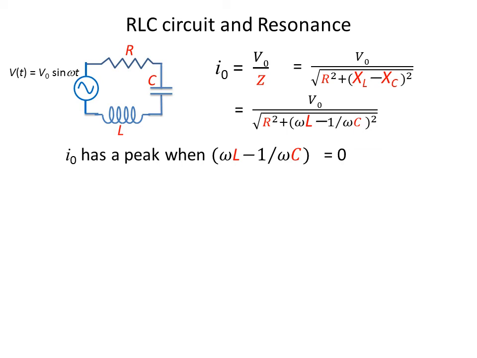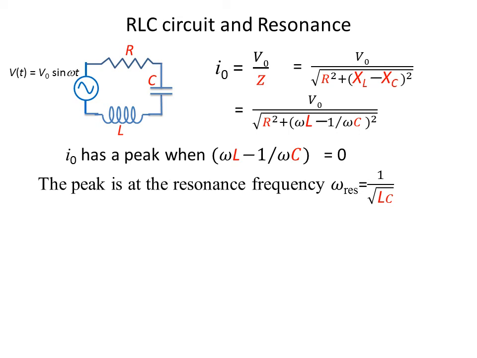If we look at that carefully, we see that I0 has a peak when omega L minus 1 over omega C is equal to 0. Because at that point, I0 is just V0 over R. Any place else, any other frequency, the denominator is larger.